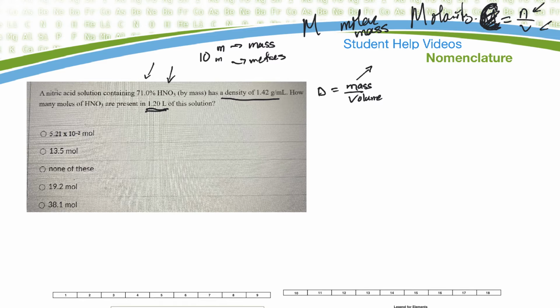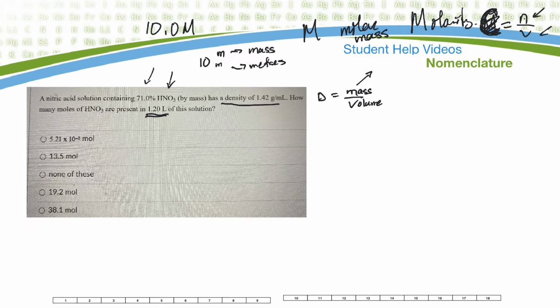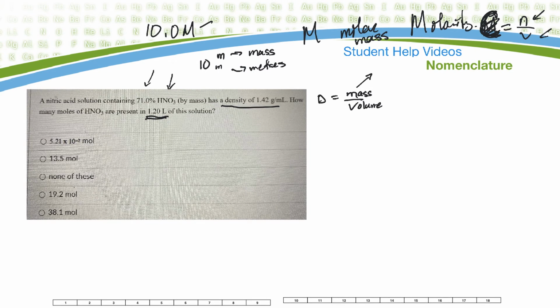Also, you could see something in a question that goes like this, 10.0 with a capital M, and that M there stands for molarity or moles per liter. So there's lots of M's. You just have to sort of be careful with which one you're using and where it is.